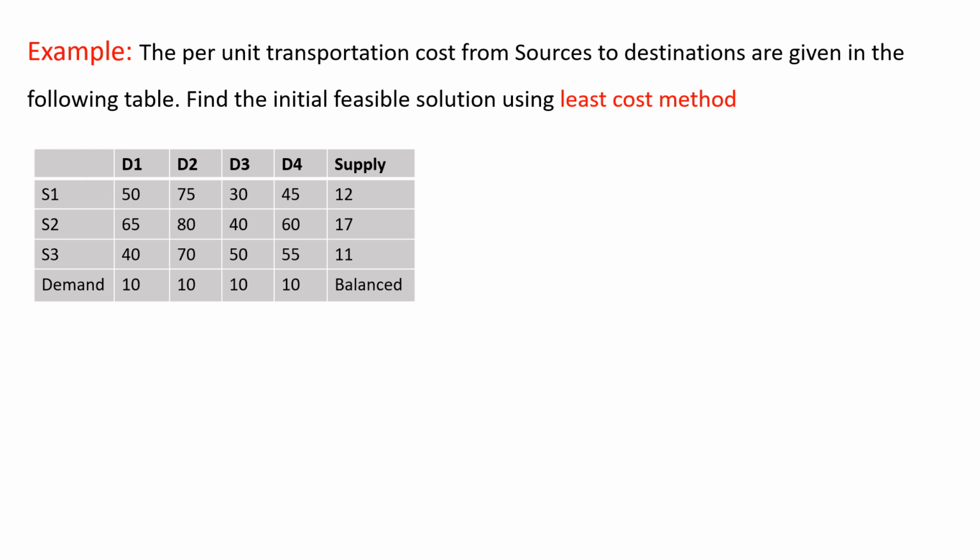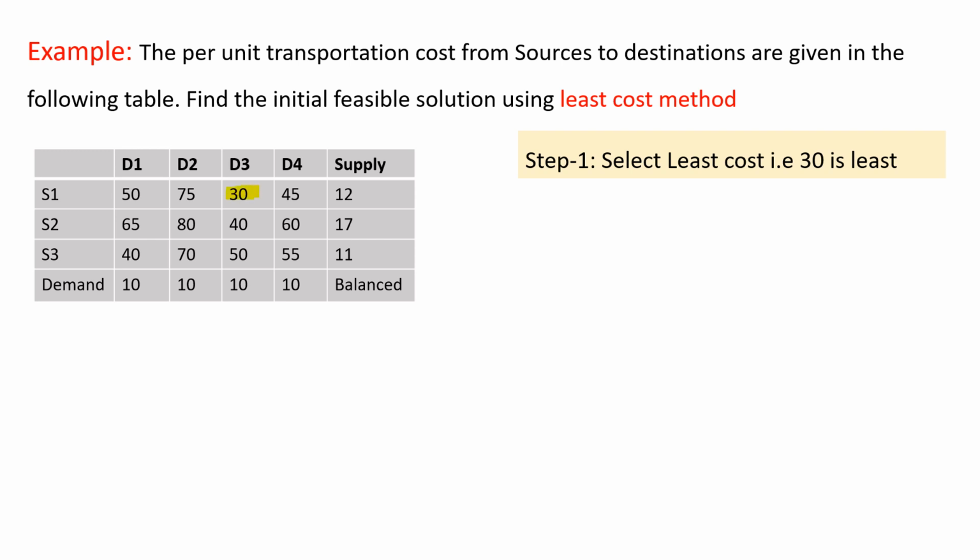Let's solve the previous example using the least cost method. We have already solved this example using the northwest corner method, and now let's repeat it with the least cost method. The first step of the least cost method is to select the least cost among the per unit cost table. From this table, the least cost is 30. 30 is the least cost.